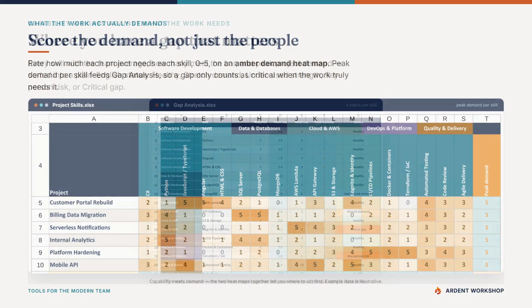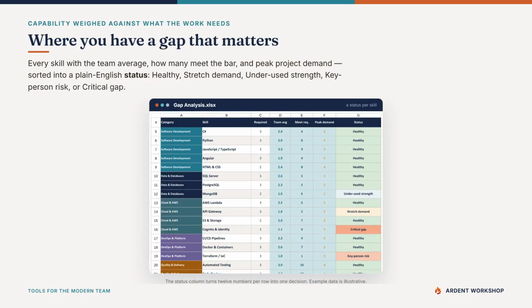The Gap Analysis tab puts capability and demand side by side and hands you a clear status for every skill. Where you are covered, where you are stretched, and where you are exposed. No more debating it in a meeting from memory. The workbook does the comparison and tells you exactly where to look first.